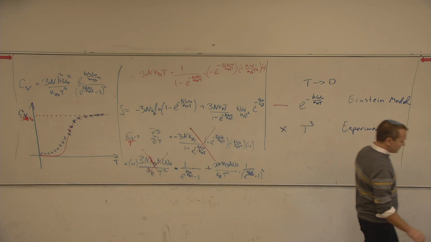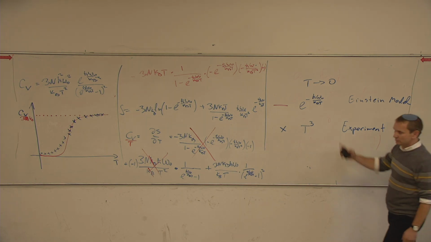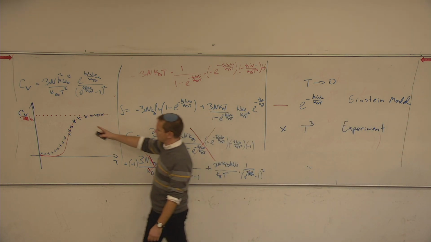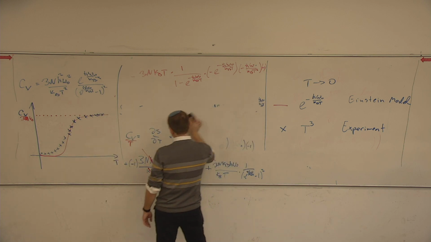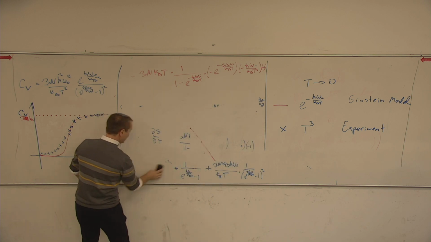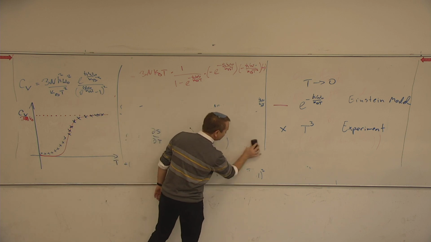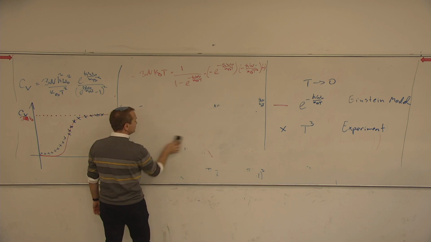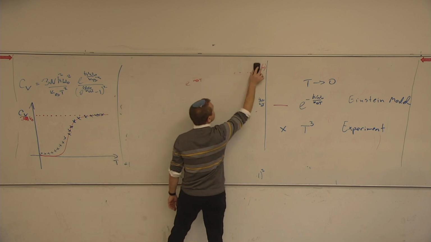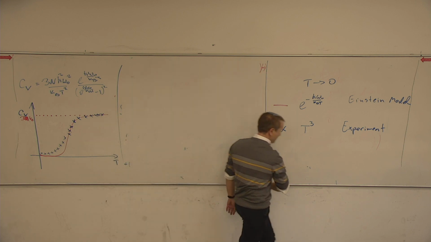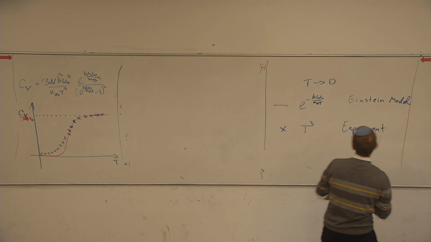The person who arrived after Einstein, who actually measured and thought about this problem, his name was Debye. So we are now going to learn how Debye suggested to overcome this difficulty that we see in the Einstein model. This is the Debye model.